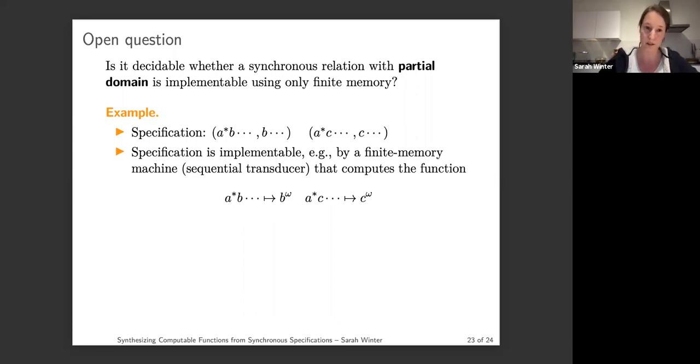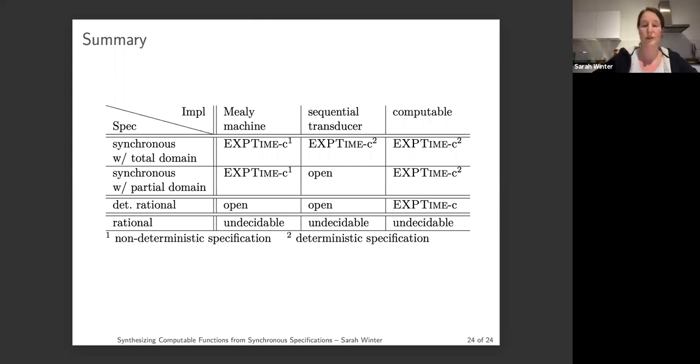Okay, then, these two new results I've shown you, I've added to the summary table, and this concludes my talk.